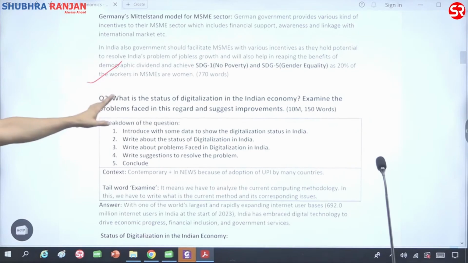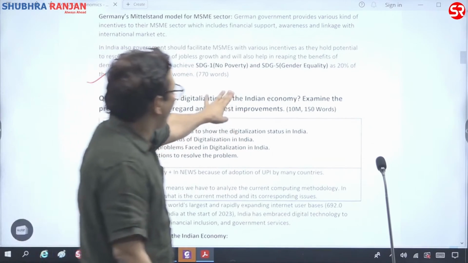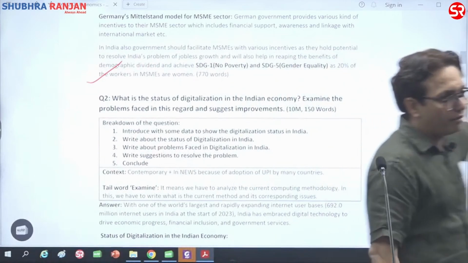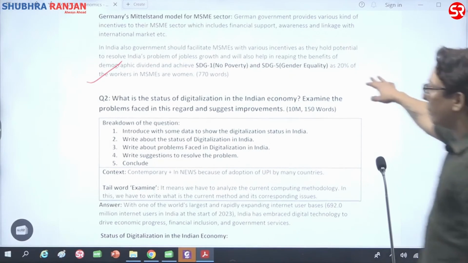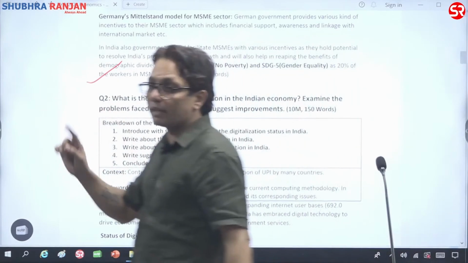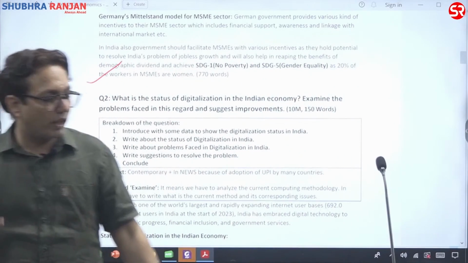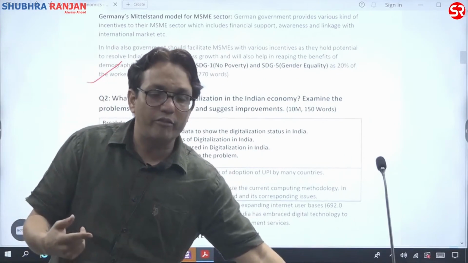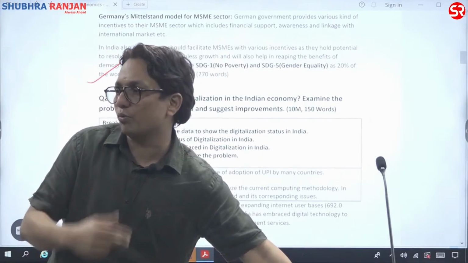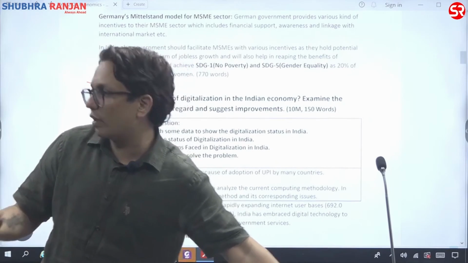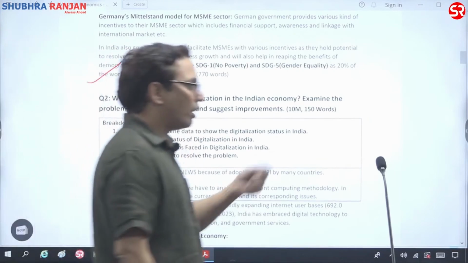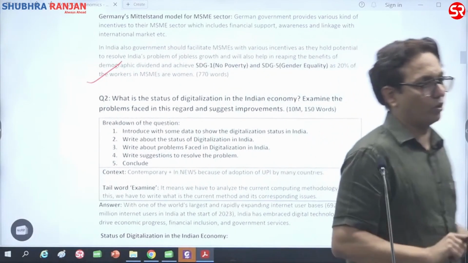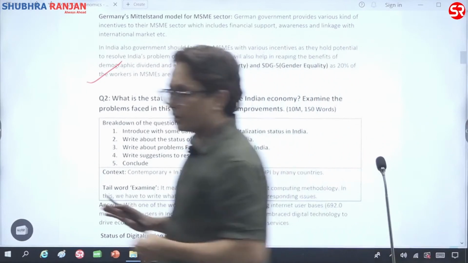At the same time, if we focus on MSMEs, we will be able to achieve SDG goal number 5, that is gender equality also. Because around 20% of workers in MSMEs are women. So if we focus on encouraging women, in one way we are encouraging women employment also. So we will be able to get gender equality. So one thing which you can do is memorize all sustainable development goals and try to relate your answer with that sustainable development goal. I hope that's okay, right?